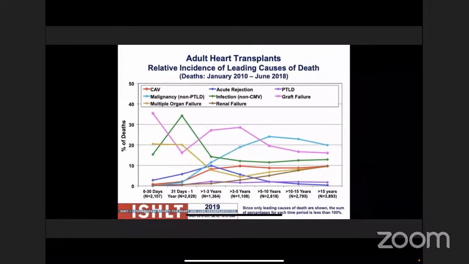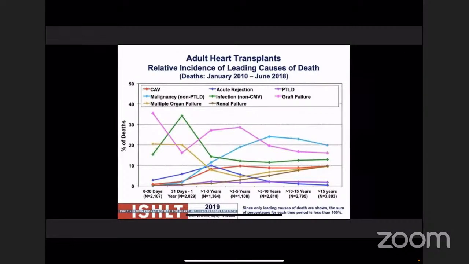Lastly, regarding the results, the cause of death post-op is divided by period. First, early 30 days post-op until reaching 15 years. We can see in 30 days on top of the list, the graft failure. Second, after 31 days, we see the infection. And after that coming the multi-organ failure, renal failure and multi-organ failure.